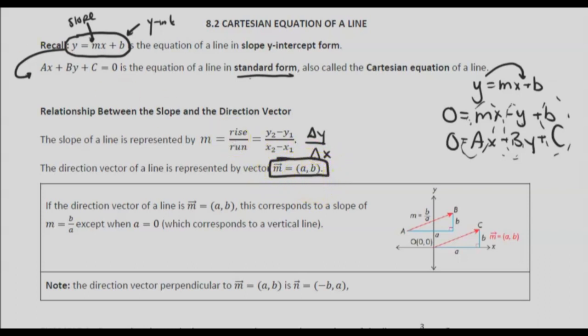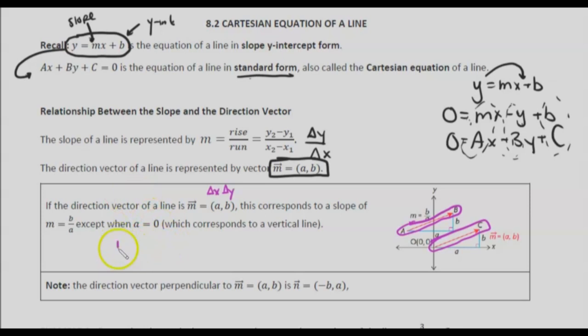So here is the connection. If the direction vector of a line, say vector m, is a comma b, this corresponds to the slope of m equals b over a. Remember, this is basically the x, and this is the y. So this is going to be delta x, delta y. For example, say we take this line and we pick it up and we drop it back off at the origin.